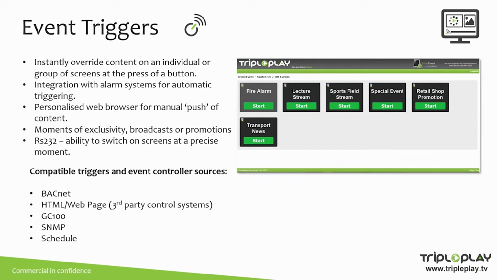So event triggers are a real selling point of Tripleplay, a really useful tool for a few different reasons. First and foremost is fire alarms. We can trigger events from various control sources, such as BACnet and HTML, which we use for third-party control systems, a Global Cache 100 device, and SNMP, Simple Network Management Protocol. We can use that to trigger events as well, or we can just schedule things like a turn-off event.